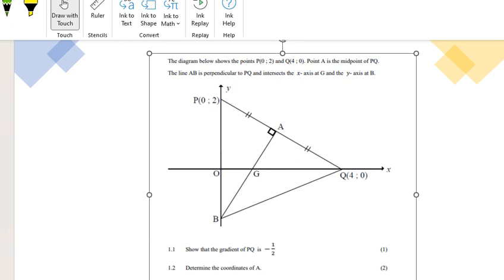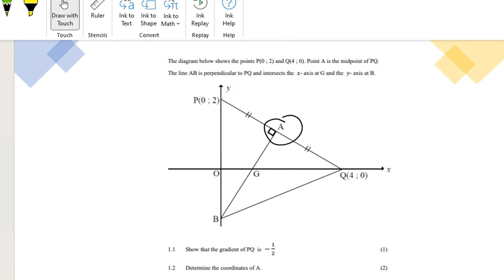Here are the coordinates. I'm not going to read them. This 0 is to 2, 4 is to 0. Point A is the midpoint. That is, we're going to use the midpoint formula immediately. They tell us that, so I will have to calculate the coordinates of A, and I will have to use the midpoint formula.